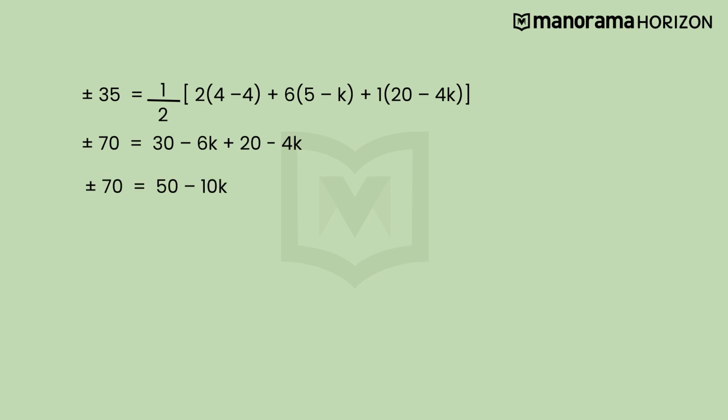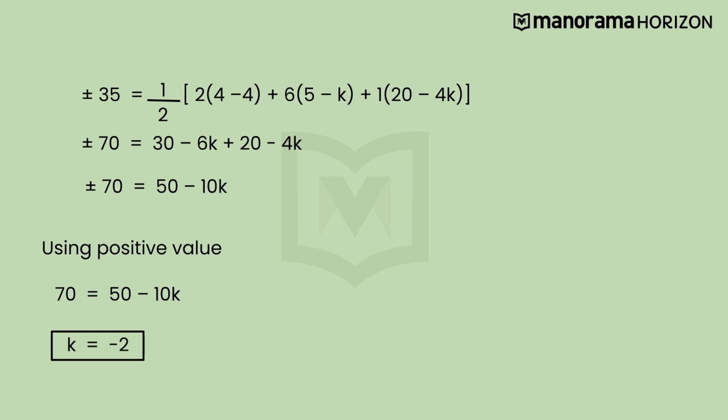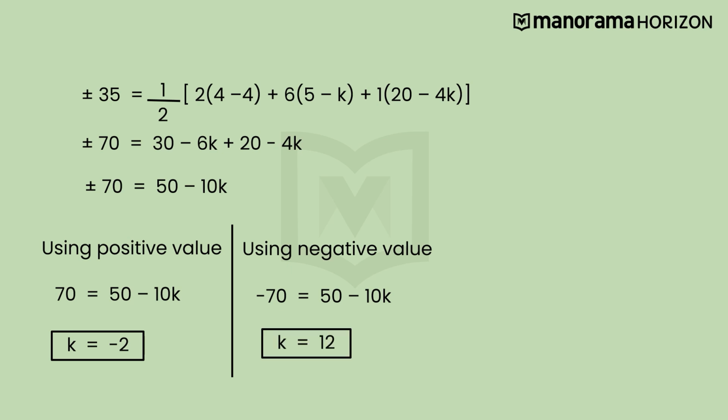Again, on solving we get plus or minus 70 is equal to 50 minus 10k. Now when using the positive value we get 70 is equal to 50 minus 10k, so k is equal to -2. Now when we use the negative value, we obtain -70 is equal to 50 minus 10k, and on solving we get k equal to 12. So the value of k can be 12 and -2.